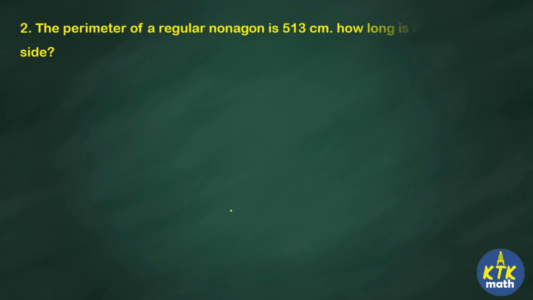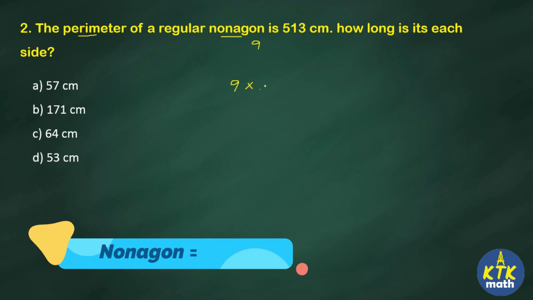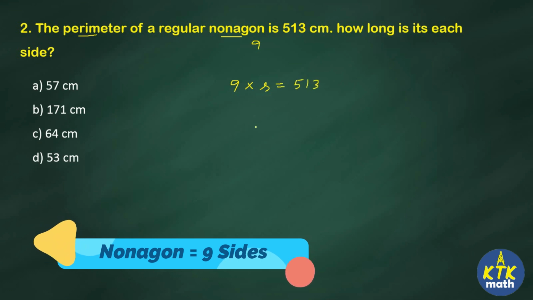3600 centimeter square. Second question: the perimeter of a regular nonagon is 513 centimeter. How long is each side? So this time perimeter is given. The shape involved is a nonagon. We know that it has how many sides? 9 sides. Your options are given like this. Perimeter is given, so 9 times the side is 513. So what is the side length? It's very easy. We are going to just divide it by 9.